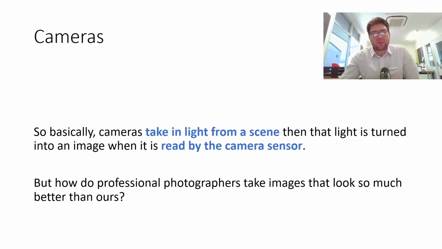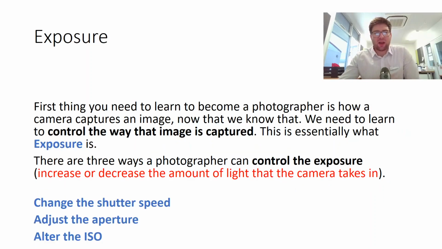But if all cameras go through the same process, how come professional photographers can take images that look so much more interesting and creative than ours? And that's because they know how to control exposure. So exposure is a measurement of the amount of light that enters the camera. And the amount of light that enters the camera can be controlled by three things. These are the shutter speed, the aperture, and the ISO. So a photographer will adjust the shutter speed to increase or decrease the exposure, the amount of light that comes in, and same with the aperture, same with the ISO.